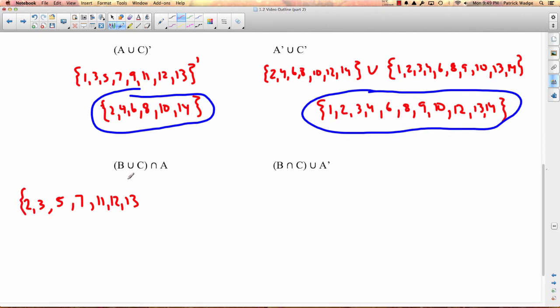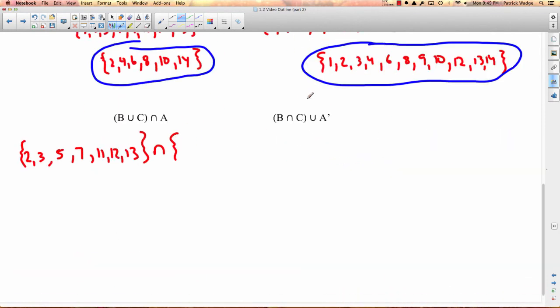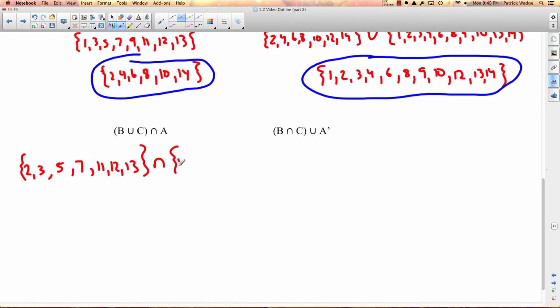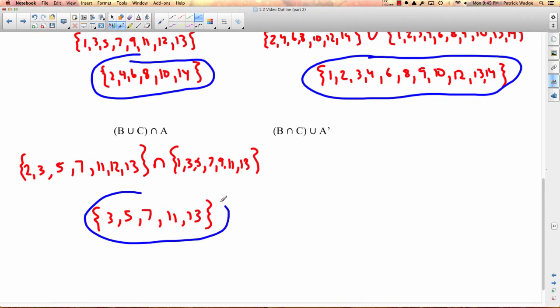And now what we're going to do is take the intersection of that and A. And remember that A was what? All the odd ones? Yeah. It is, I'll just rewrite it, 1, 3, 5, 7, 9, 11, 13. And we want the intersection, which means the ones that show up in both. 1 doesn't show up in both, 2 doesn't, 3 does, 5 does, 7 does, 9 doesn't, 11 does, and 13 does. So those 5 elements are the ones that make up our answer for this question.